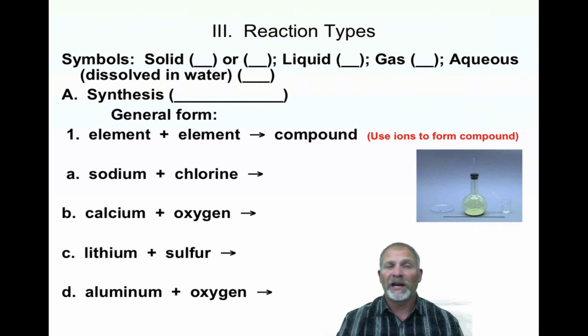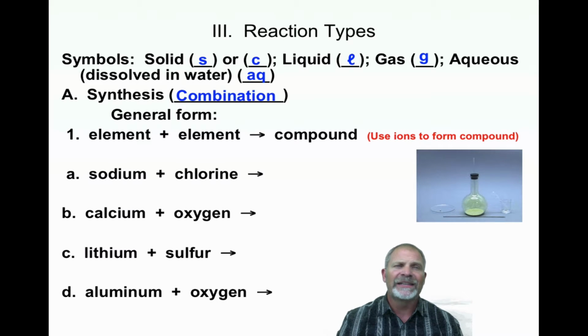We're now moving on to reaction types. The first type of reaction I'm going to talk about is synthesis. But before we get there, let me bring in the states of matter. I'm going to talk about these again. Solid is S, also represented by C. You may see that in Chang. L is liquid, G is gas. Aqueous means dissolved in water, represented by AQ. We will be using those.